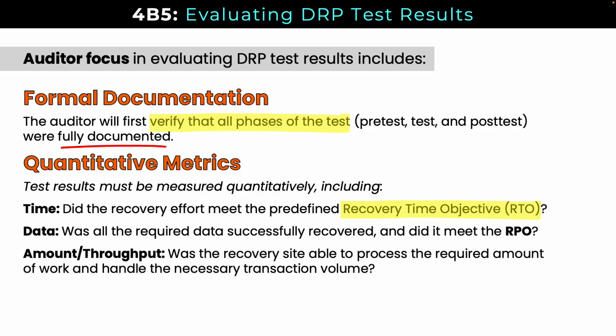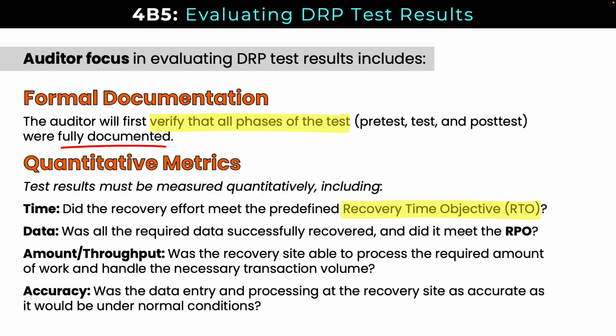So the amount or throughput of work, was the recovery site able to process the required amount of work and handle the necessary transaction volume? And then accuracy, was the data entry and the processing at the recovery site as accurate as it would be under normal circumstances?